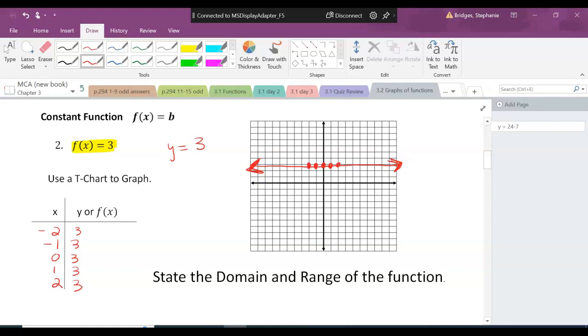So what we want to think about first is the domain. We're looking left to right for the domain. If it has arrows, that means it's extending forever and ever in both directions. So that means my domain would just be all real numbers. Okay.